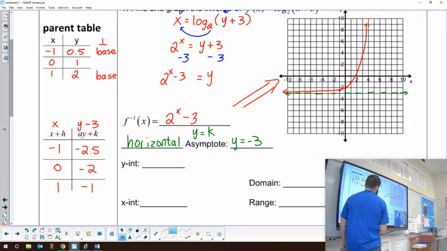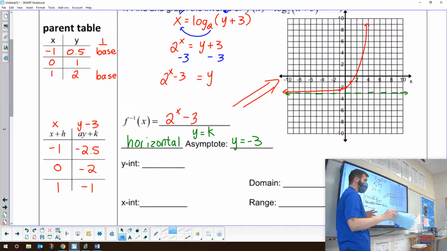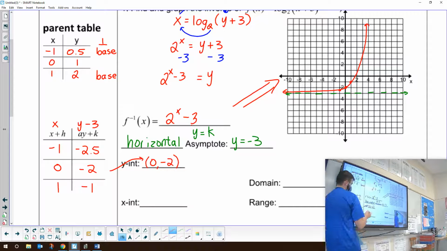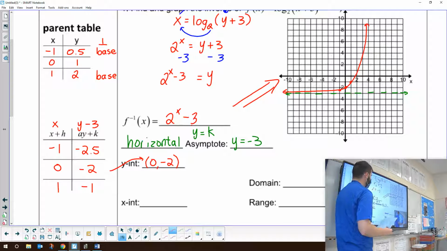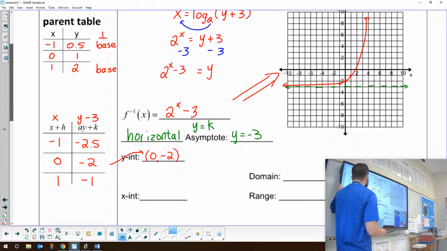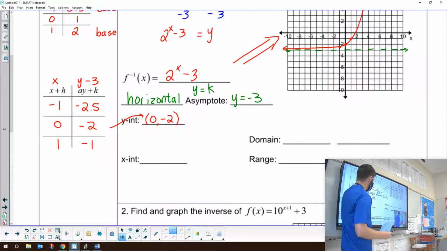To find my y-intercept and my x-intercept, we're going to do something very similar. To find my y-intercept, we're going to plug in 0 for my x, and to find my x-intercept, we're going to plug in 0 for y. Now, we already know what my y-intercept is. It's right here. It's when my x is 0, and my x is 0 when y is -2. So we're going to have a point at 0, -2. But what about my x-intercept? To find my x-intercept, we're going to have to plug in 0 for y, and that's going to take us a moment.